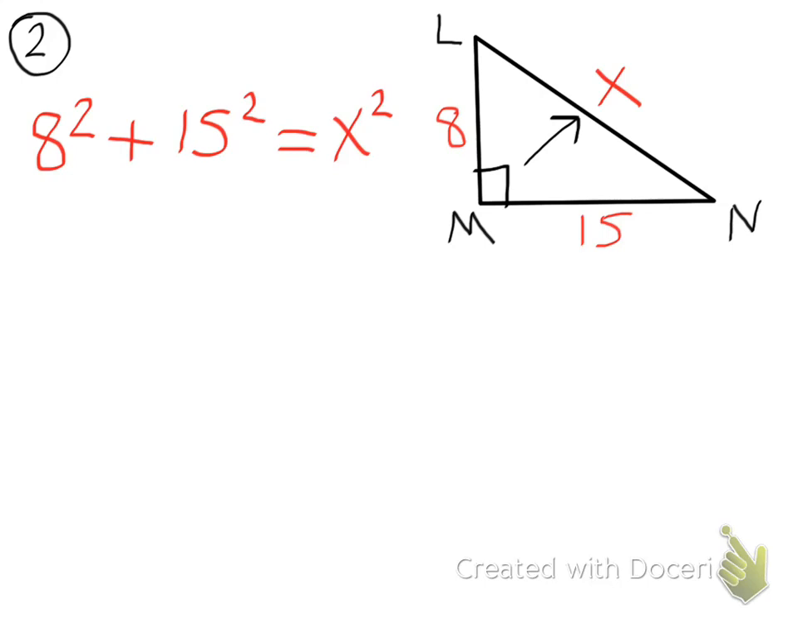Now let's solve that. 8 squared is going to be 64. Remember, 8 squared means 8 times 8, not 8 times 2. And then 15 squared, which is 15 times 15, is 225, which is equal to x squared. And then 64 plus 225 is 289.